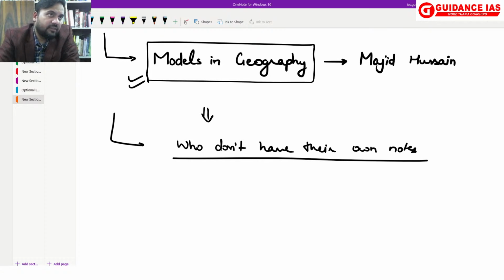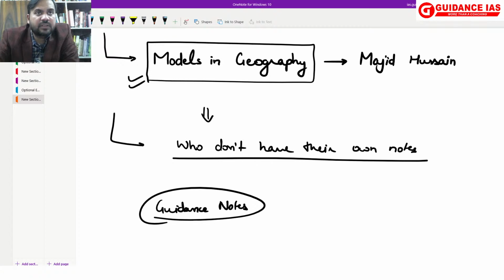Kumar Aniket is asking, what about guidance notes? If you have studied guidance notes, you already know they are very, very good, and they are better than books.